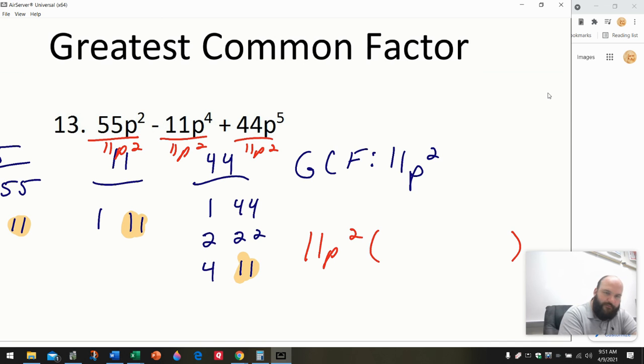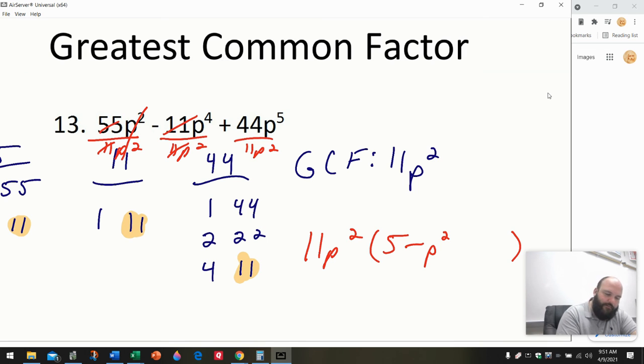So let's do that. We have 55 divided by 11. That turns into 5. Then we have p squared divided by p squared. That's just 1, so we don't need to write the 1 there. It would be 5 times 1, but we'll just leave it as 5. Then we have 11 divided by 11, which is 1. Oh, almost forgot. We have a minus right here, so we'll put a minus. Then we have 11 divided by 11. And then we have p to the fourth divided by p to the second, which gives us p to the second.